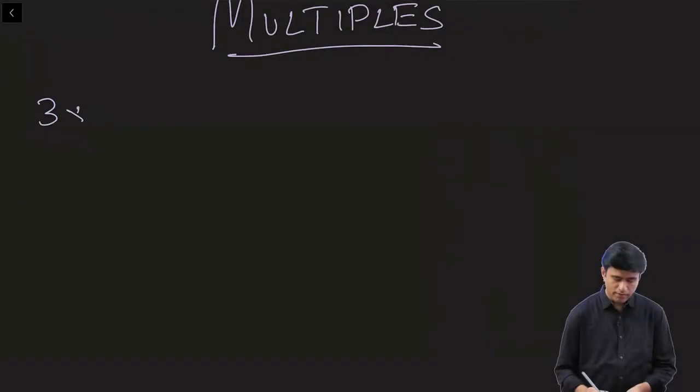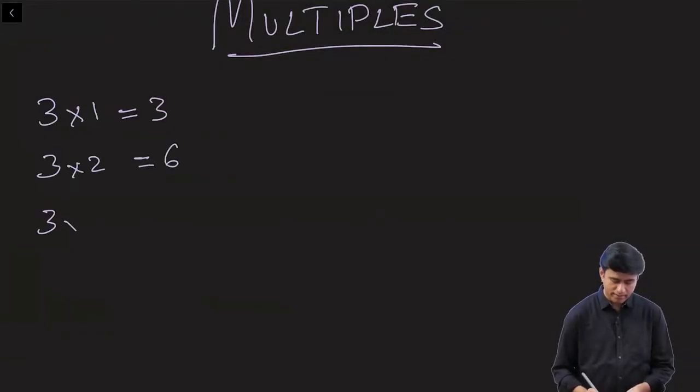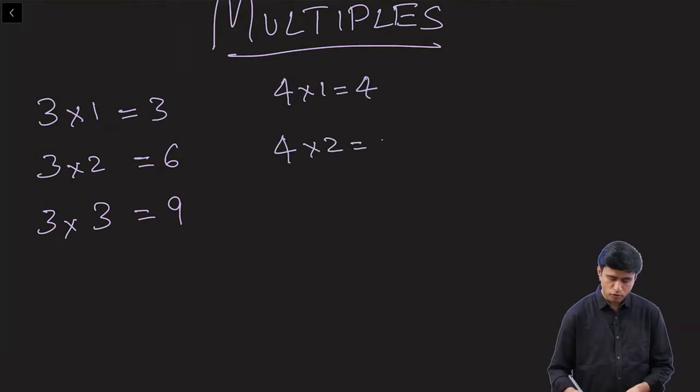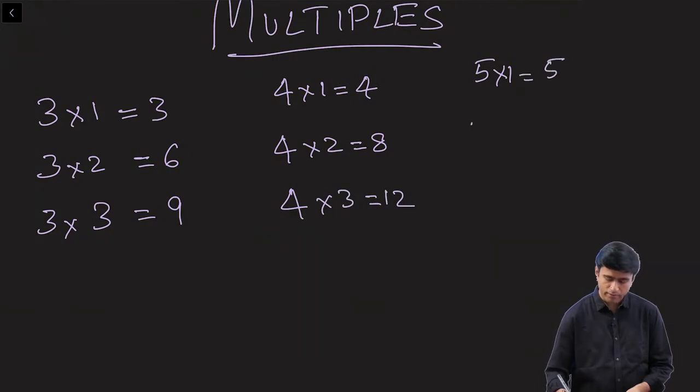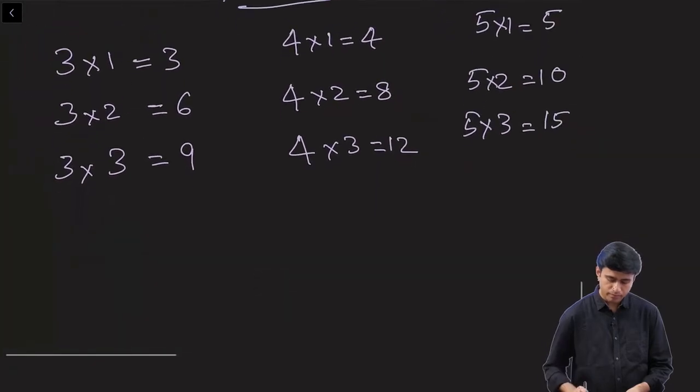Now let's talk about multiples and factors. What are multiples? 3 ones are 3, 3 twos are 6, 3 threes are 9, the table of 4, 4 ones are 4, 4 twos are 8, 4 threes are 12, the table of 5, 5 ones are 5, 5 twos are 10, 5 threes are 15.